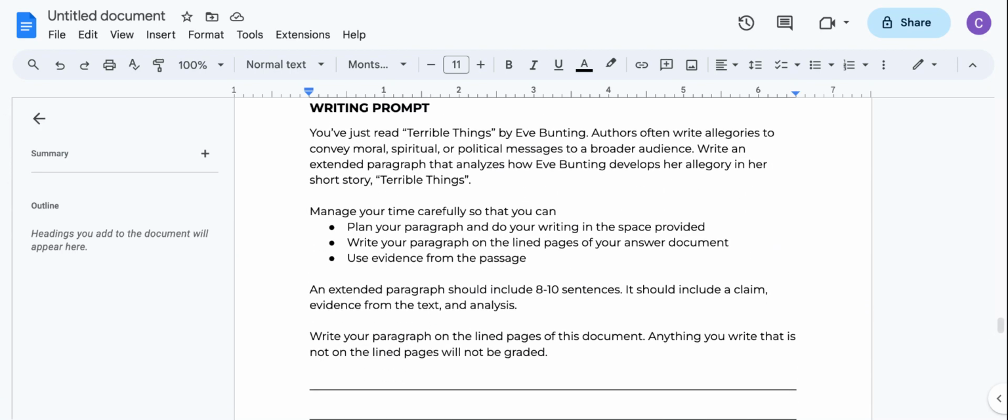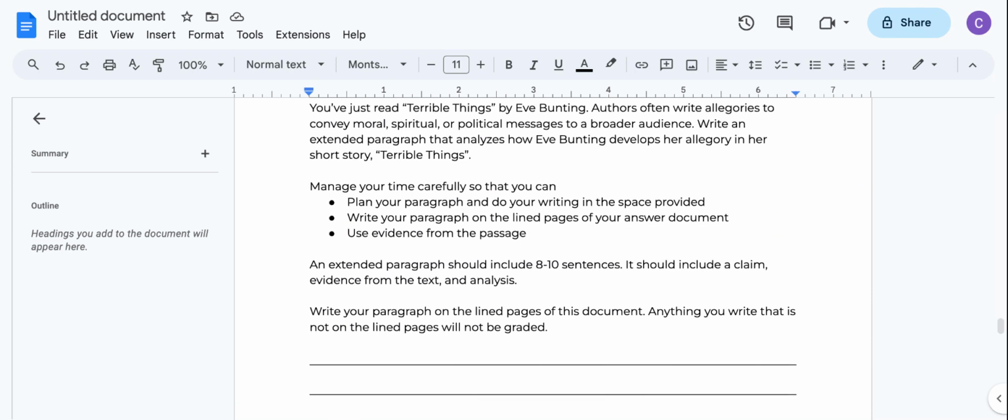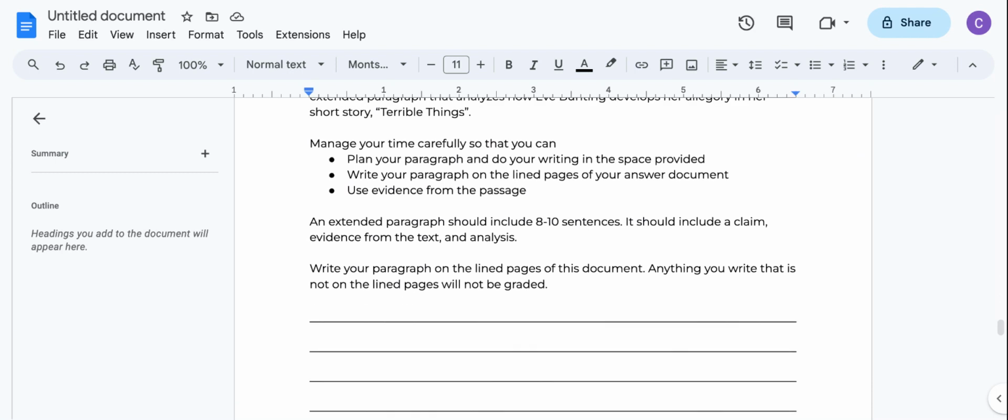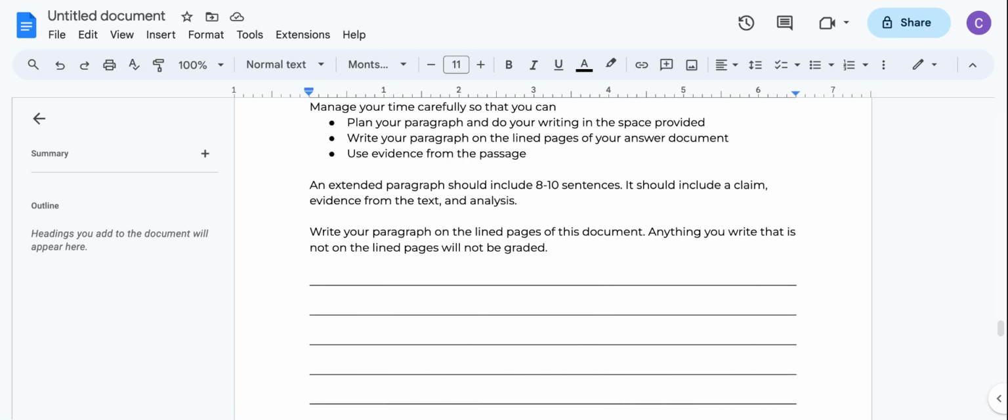Your writing prompt. You just read Terrible Things by Eve Bunting. Authors often write allegories to convey moral or spiritual or political messages to a broader audience. Write an extended paragraph that analyzes how Eve Bunting develops her allegory in the short story Terrible Things. Manage your time carefully so you can plan your paragraph and do your writing in the space provided. Write your paragraph on the lined pages of your answer document. Use evidence from the passage. An extended paragraph should include 8 to 10 sentences.